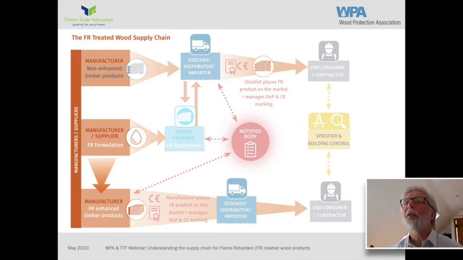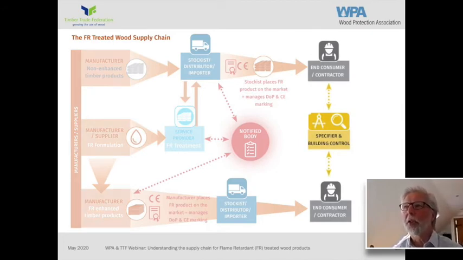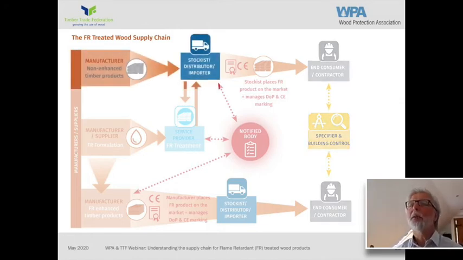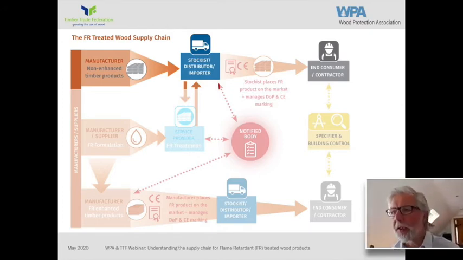On the left-hand side, you have manufacturers and suppliers. On the right-hand side, you have the end consumer contractor, and then building control and the specifier. So if we take the top left corner, here we have the manufacturer of timber products which are not enhanced with any flame retardant. They're just what they are. That might be a UK supplier, overseas supplier, whatever. And they're supplying to a UK stockist, distributor, importer, and often they'll be sold on to the end consumer without treatment, and that's straightforward.